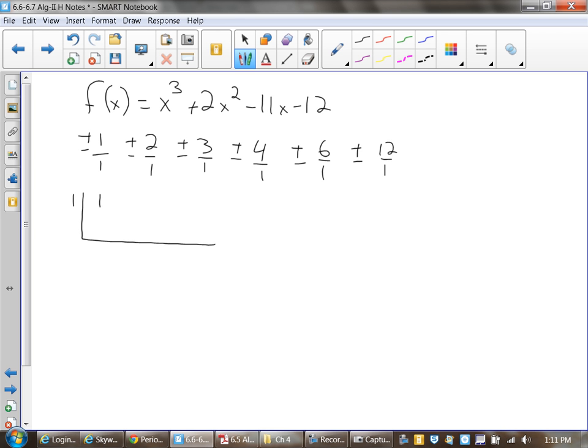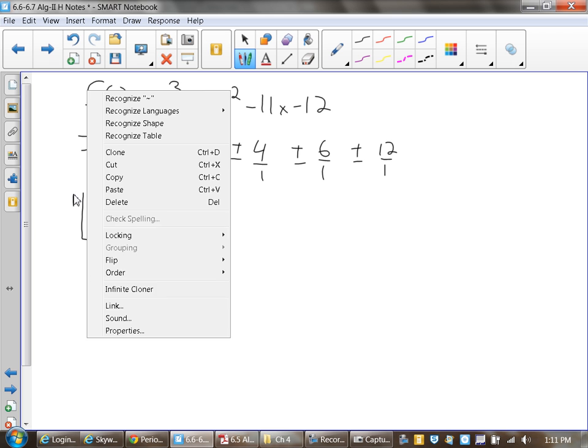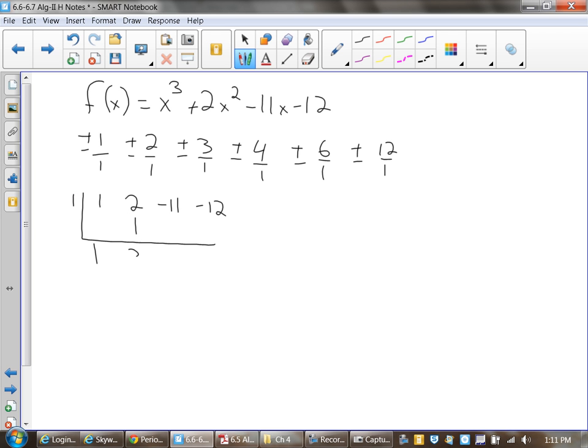Take your coefficients, 1, 2, -11, and -12, and then walk through your synthetic division. Drop the first term, multiply, add, multiply, add, multiply, and add. Was 1 a 0? No. Try -1.